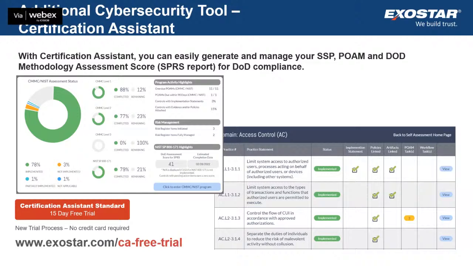So Policy Pro and Certification Assistant can be used hand in hand to both jumpstart and then also allow you to do a self-assessment of how you're doing today, and allow you to generate both that SSP, that score you need, and the POAMs that are relevant if you don't have everything fully implemented.